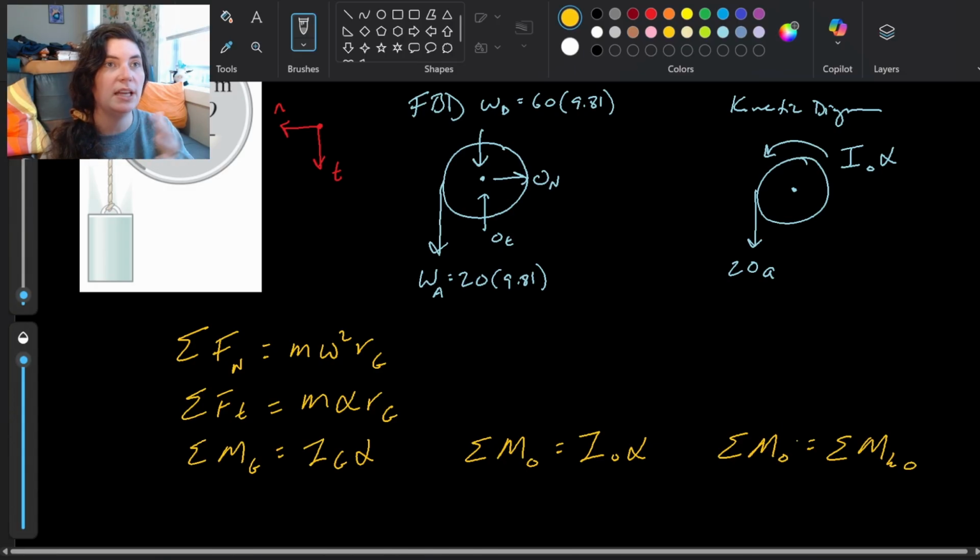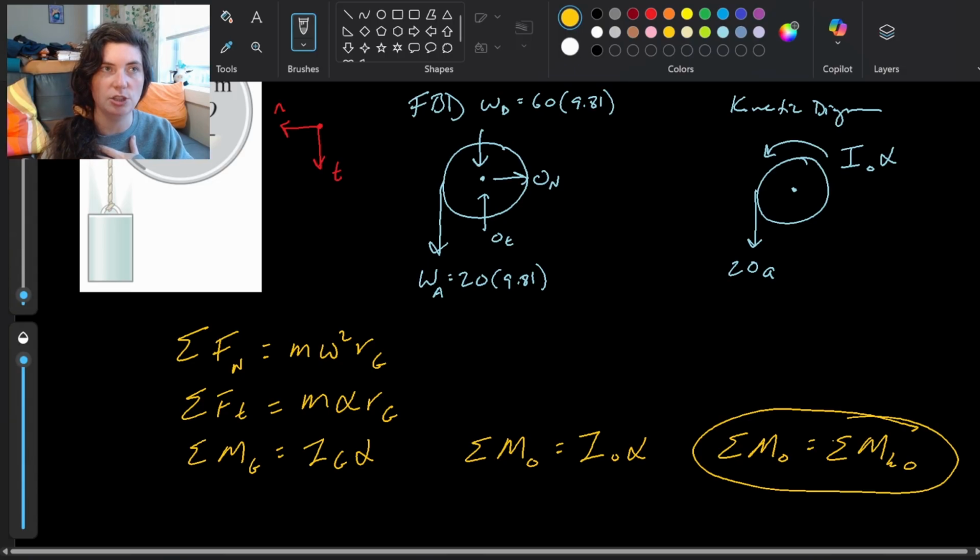So you can pick any one of these moments to work with, right? Any one of these three equations. I think I'm going to go ahead and use this last one here just to get some more good practice in using it. And the fact that this first one doesn't really make sense.